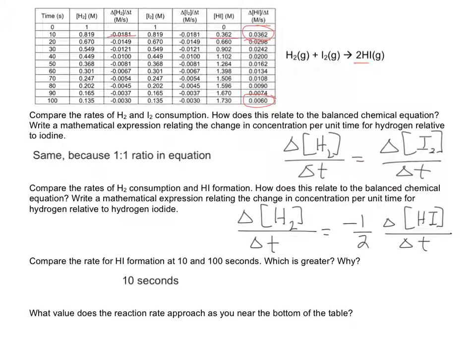Okay? And then what does the value of the reaction rate approach as you near the bottom of the table? Eventually we get to the point where the reaction is going to stop, and so the rate of change is going to be 0. And so you can see that it's getting progressively slower and slower as our reaction progresses.